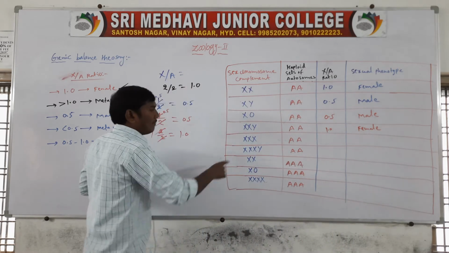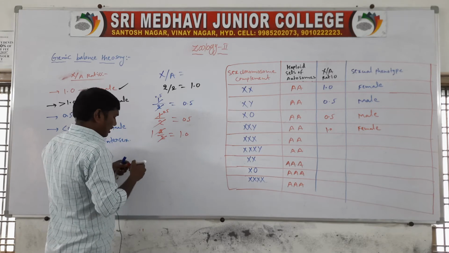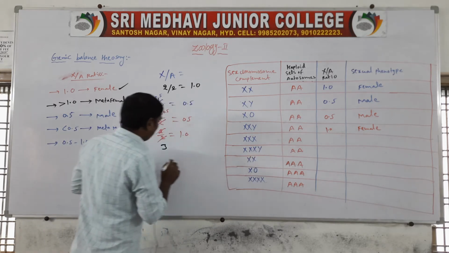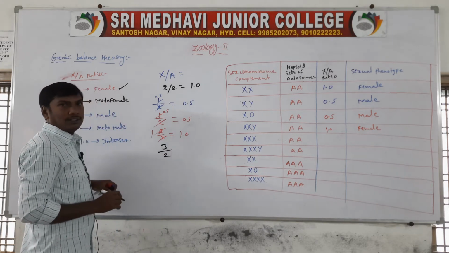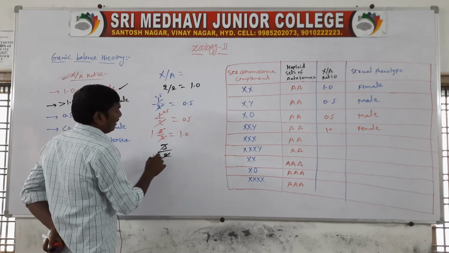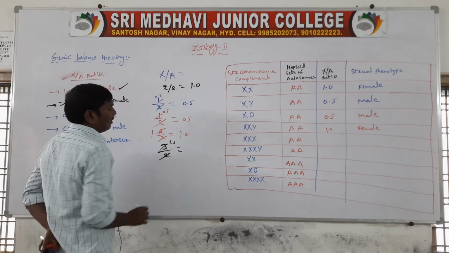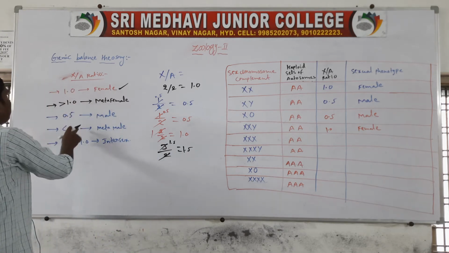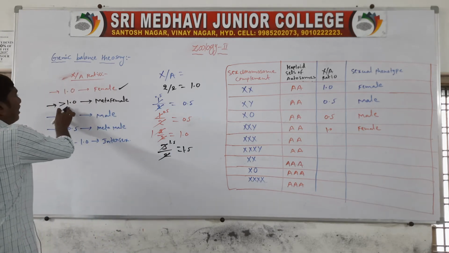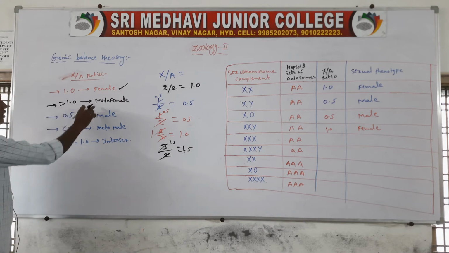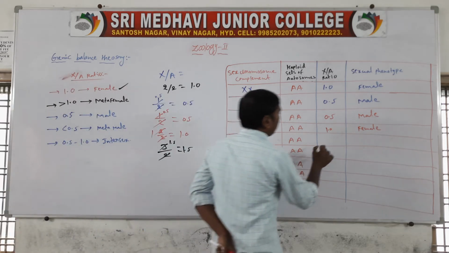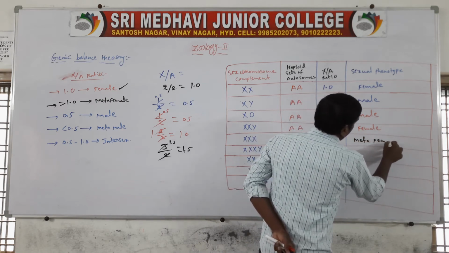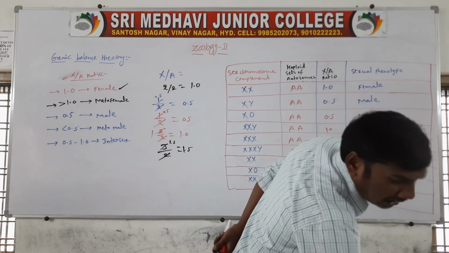Next, the number of X chromosomes is 3 and the number of autosomes is 2, giving a ratio of 1.5. More than 1, so they are called meta female.